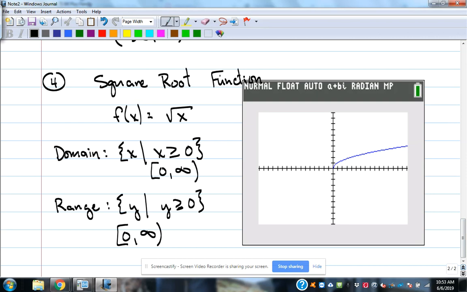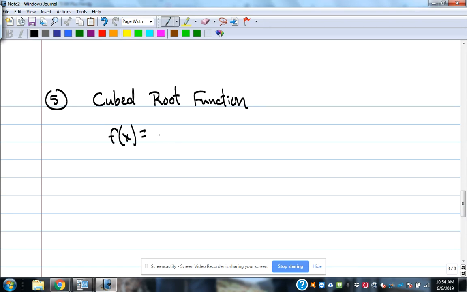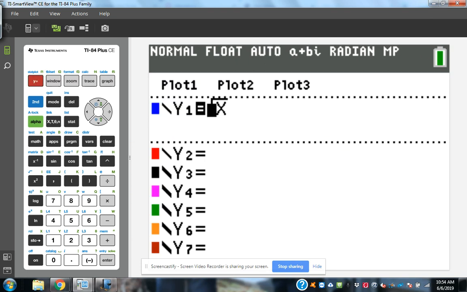Next one. Same page here. Number 5 is the cubed root function. f of x is equal to the cubed root of x. Let's look at the graph of that one real quick. So I'm going to hit y equals. I'm going to clear out the one I had, and I want a cubed root.